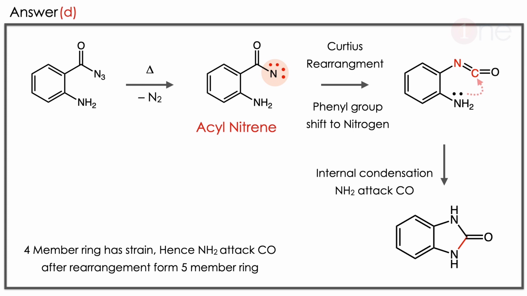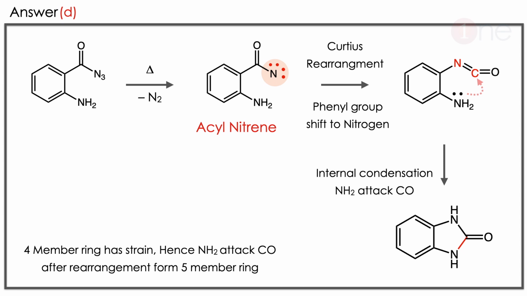The answer is D. Let us see why. Here it is a Curtius rearrangement. Since it's a carboxylic acid, the Curtius rearrangement is possible. Simple thermal heating forces the nitrogen to leave and the nitrene will be formed. Here the nitrene has an acyl group, so it's an acyl nitrene. So the intermediate is acyl nitrene.